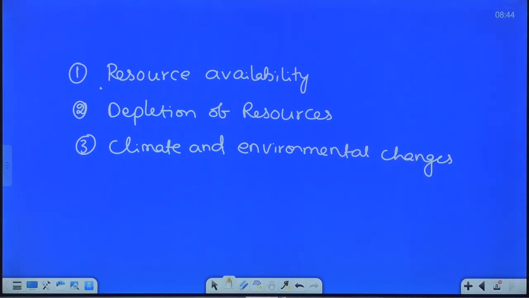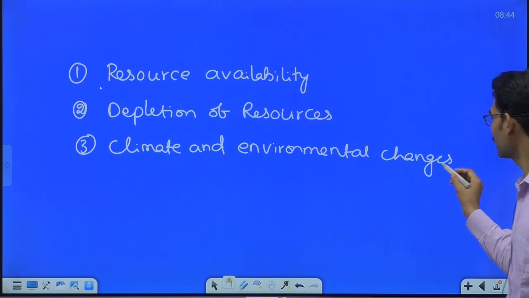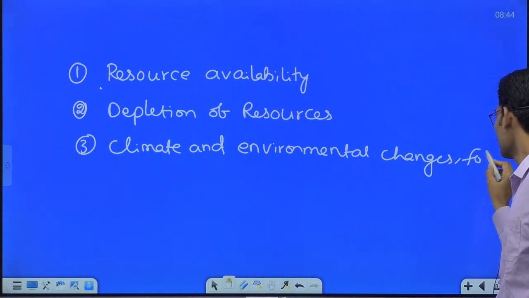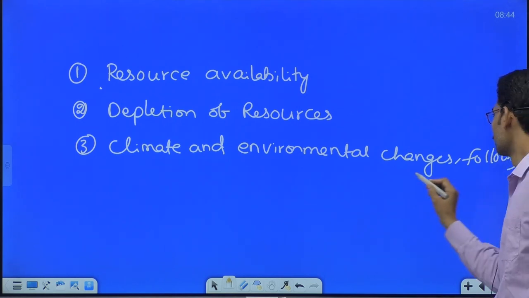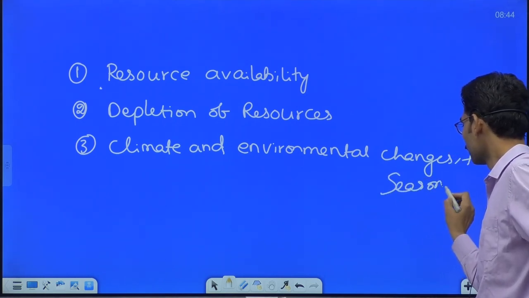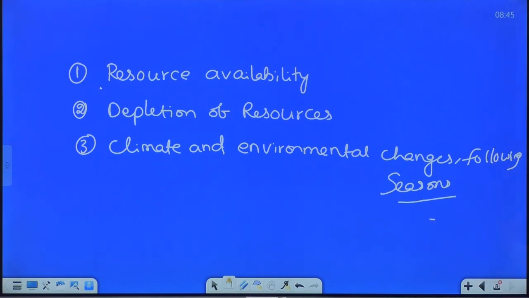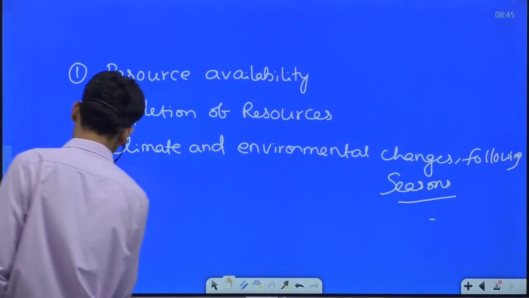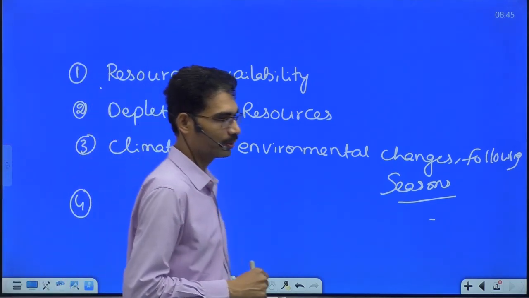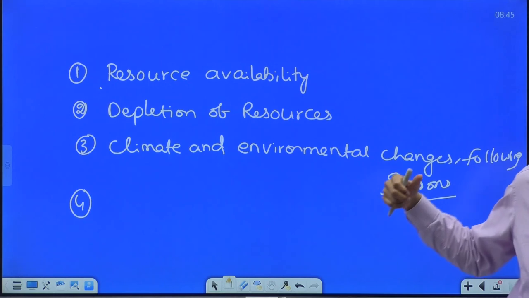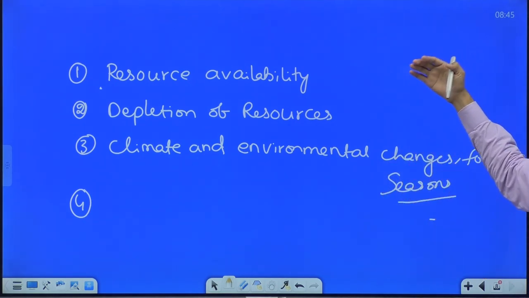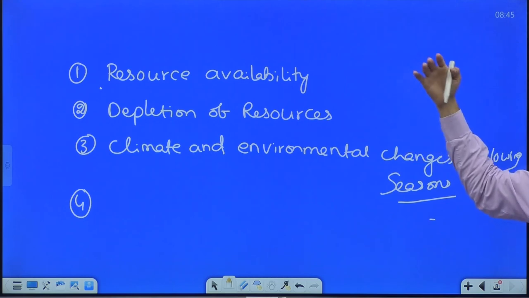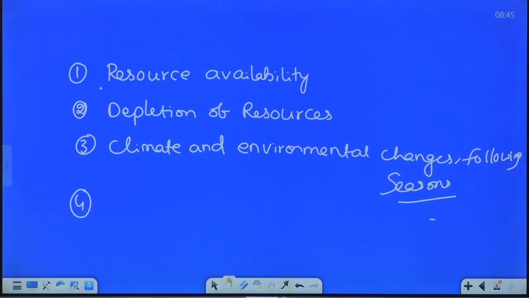Next point, following the seasons. You can just give this subheading only, following seasons. Summer season, winter season. Next, this factor is going to be very, very important. This will explain even Aryan migration, or North people coming to Deccan, Deccan people going to North, different reasons. Why Turkish invasions, all those things.